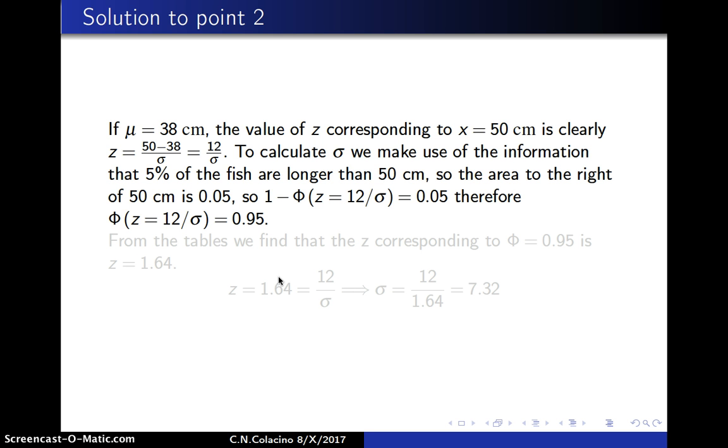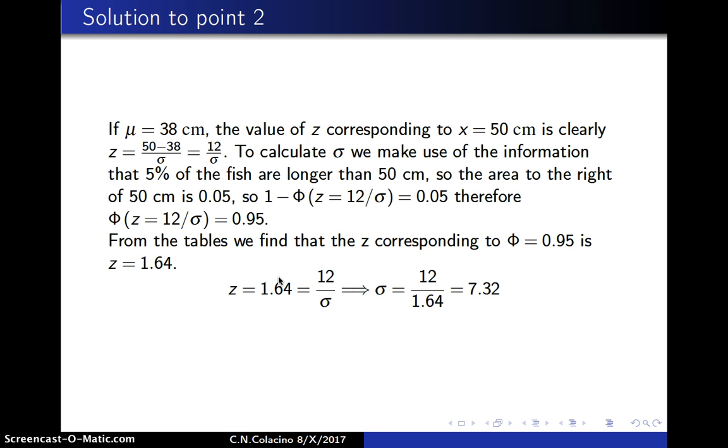Therefore, phi of that particular value of Z must be 0.95. From the tables, we find that the Z which corresponds to phi equals 0.95 is Z equals 1.64. If Z equals 1.64, that means that sigma equals 12 divided by 1.64, which is 7.32. So we have found the standard deviation. The standard deviation is sigma equals 7.32.